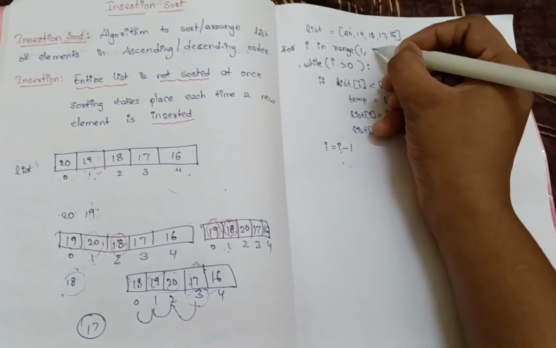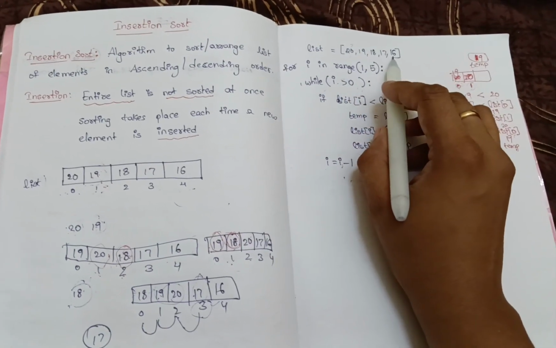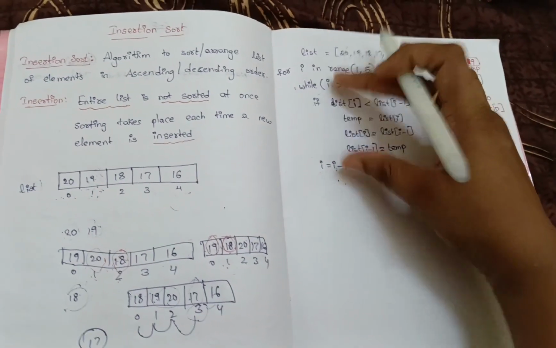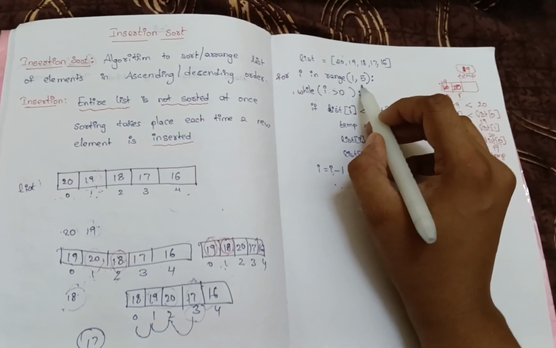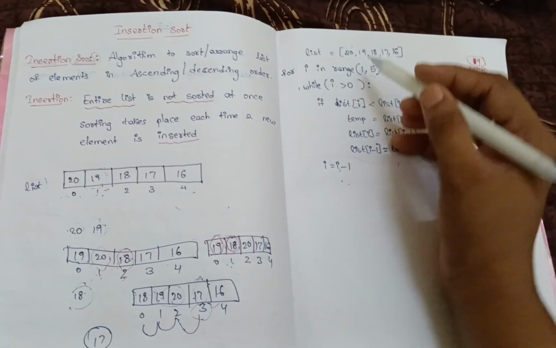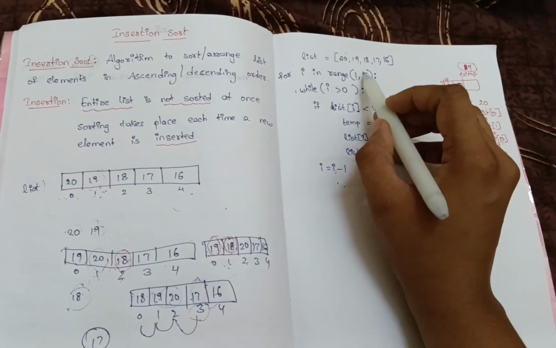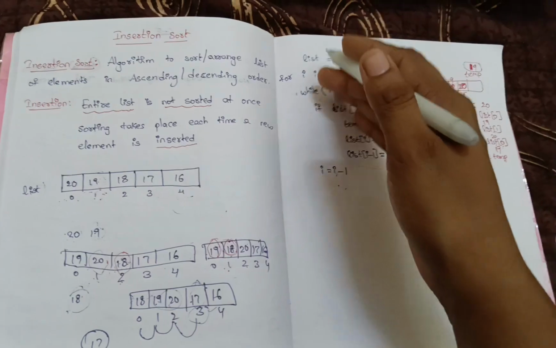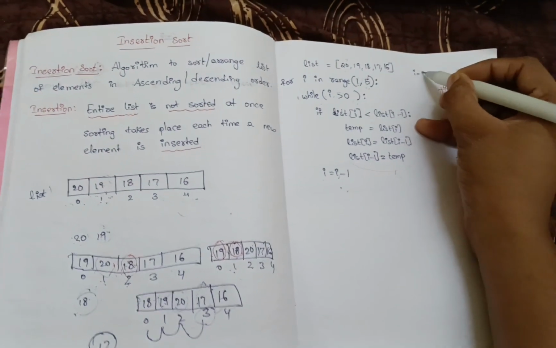Till 5. What is the length of the list? Length of the list is 5. If we use this for loop, then this whole logic gets executed for these many number of times. This range is a function which is used to return from the starting value to the ending value minus one number of times. That means the I value in the first iteration will be 1.